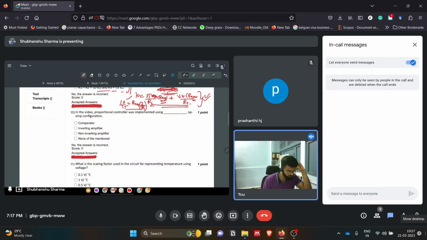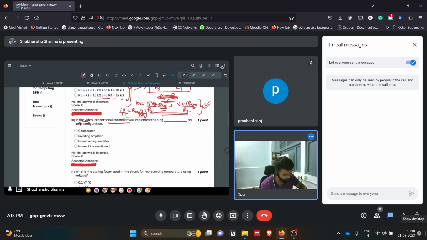Next question: in the video, the proportional controller was implemented using dash configuration. Again, this is very simple. We know that we used an attenuator, and we also wanted to use an inverting amplifier, as they mention in the video. But we can realize this using other ways also, which I have mentioned in my lecture and in the main lectures also. So this is also okay.